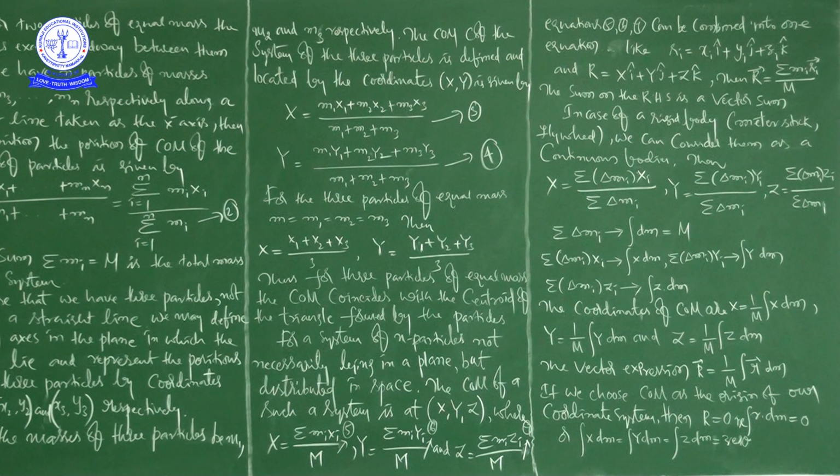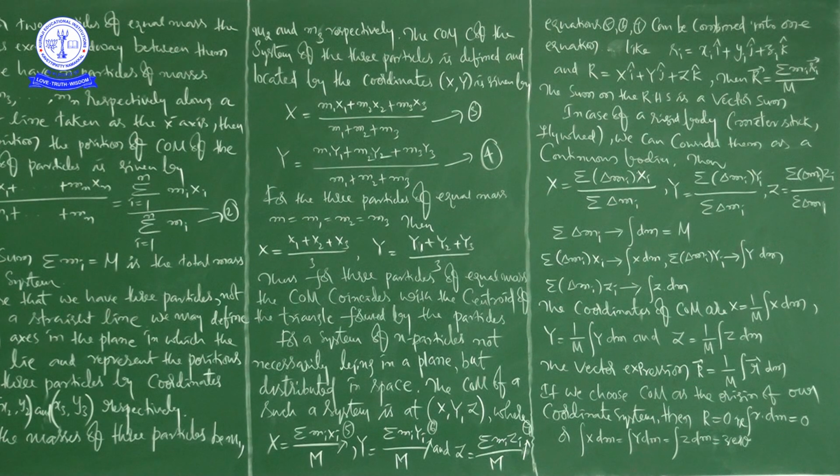Then you can also write that is what is meant by this. If you choose the center of mass as the origin of the coordinate system, it means x is equal to 0, y is equal to 0, z is equal to 0. Then what about all these things? They will become equal to 0, right?